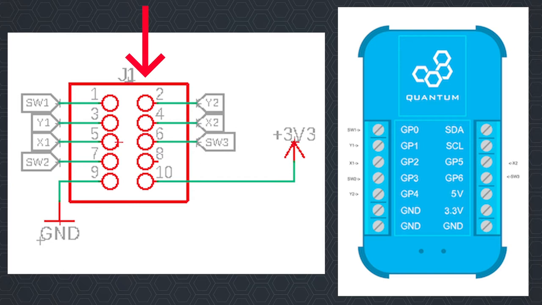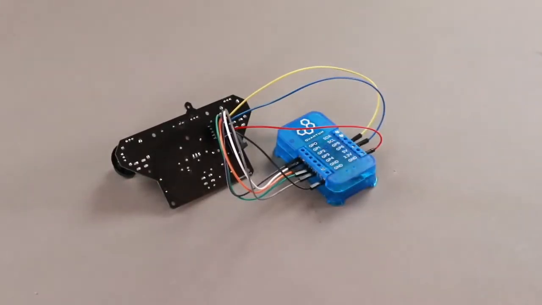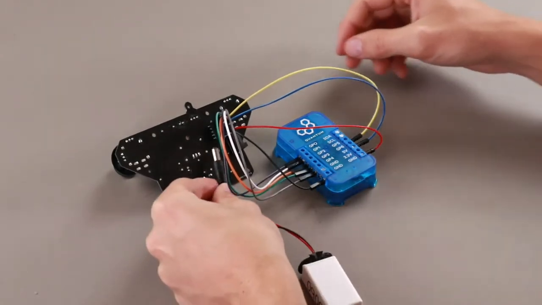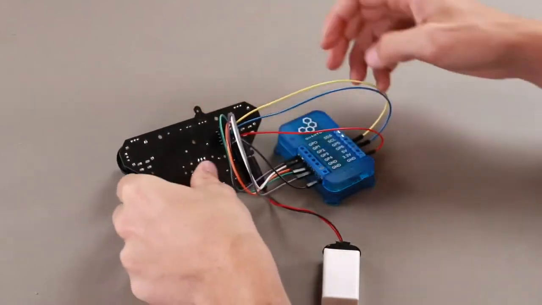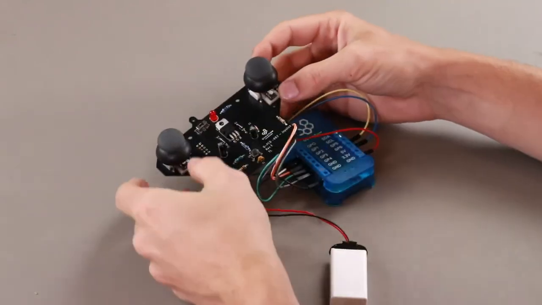On the right side of the header, ports GP4 to GP6 are connected, and the last port is connected to 3.3 volts. Once you do this, plug in a 9-volt battery to the barrel jack or power on your builder base, and then turn on the joystick controller. If the board is assembled correctly, the LED will illuminate.